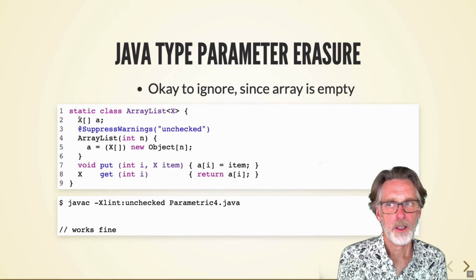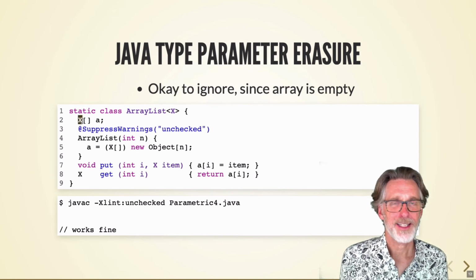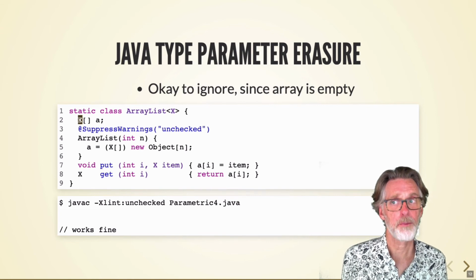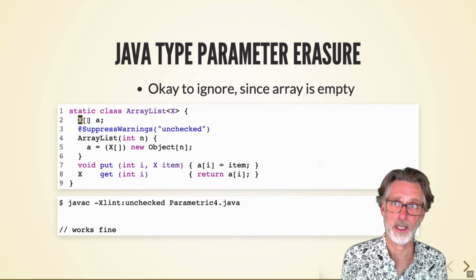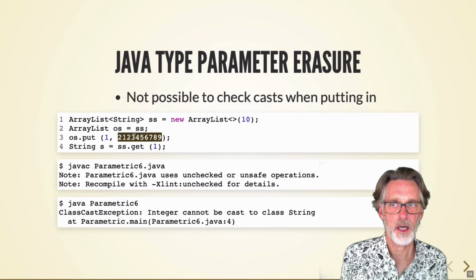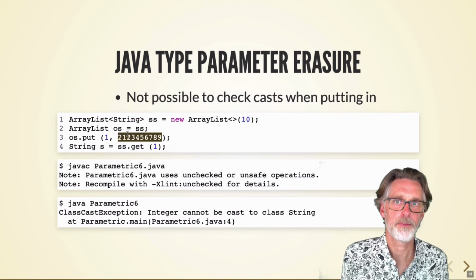Note that the parameter on the array inside the ArrayList class is no help to us because that was already erased too. So this is actually compiled to just be an object. There's no runtime information about this array at all, and there's nothing Java can do to stop the number from getting stuck into the array.